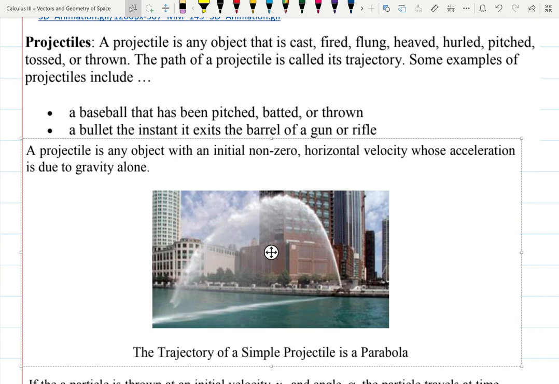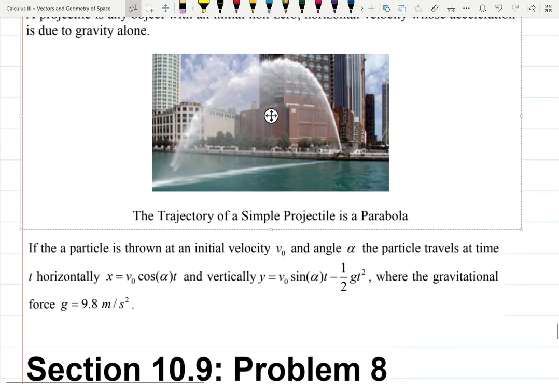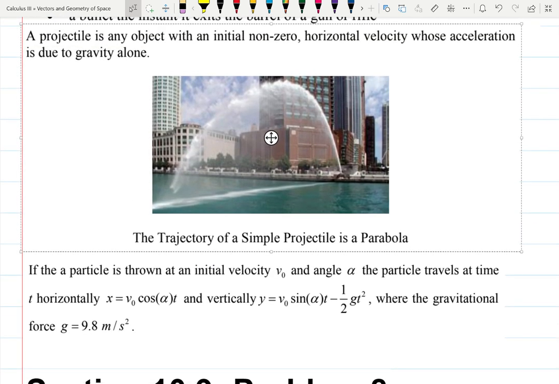Projectiles is an object that is cast, fired, flung, pitched, tossed, or thrown. So, this is interesting. Look at that, the projection of the fountain. So this is parabola. You guys just sit up. This is parabola, but the projection is a line. How cool is that? I still have 5 minutes.